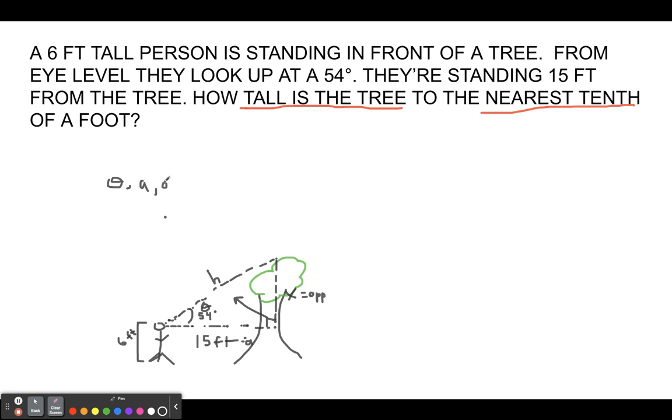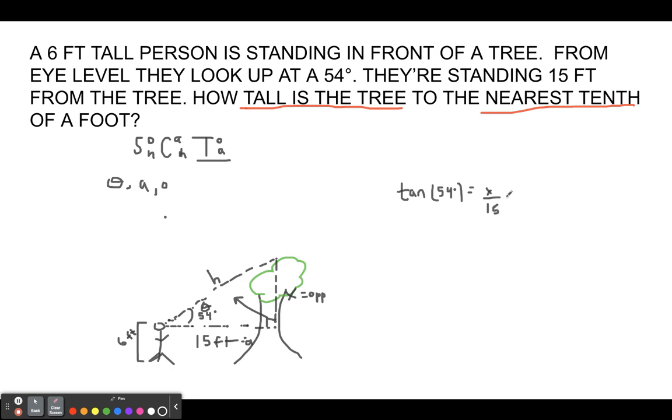Okay, so thinking about SOH CAH TOA, that means that I should be using TOA, tangent, because that's the one that involves O and A, opposite and adjacent. So when I set this up, I'm going to be saying tangent of 54 is equal to opposite over adjacent. My opposite is x. My adjacent is 15.